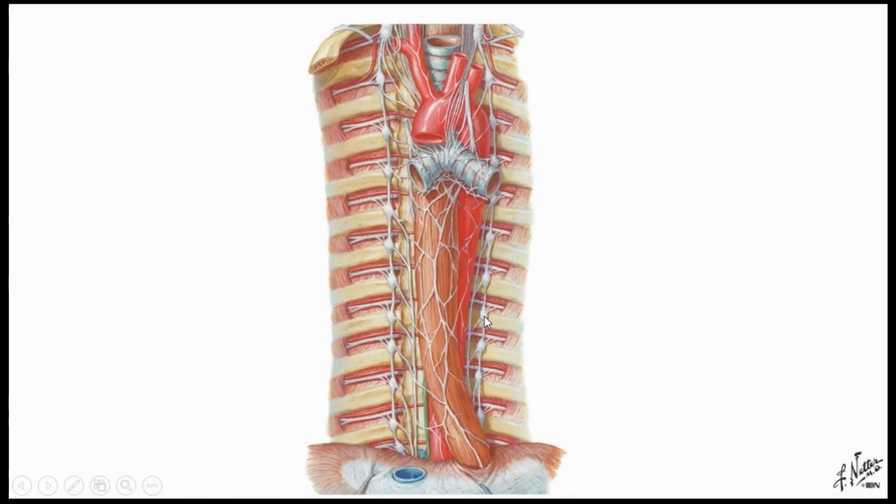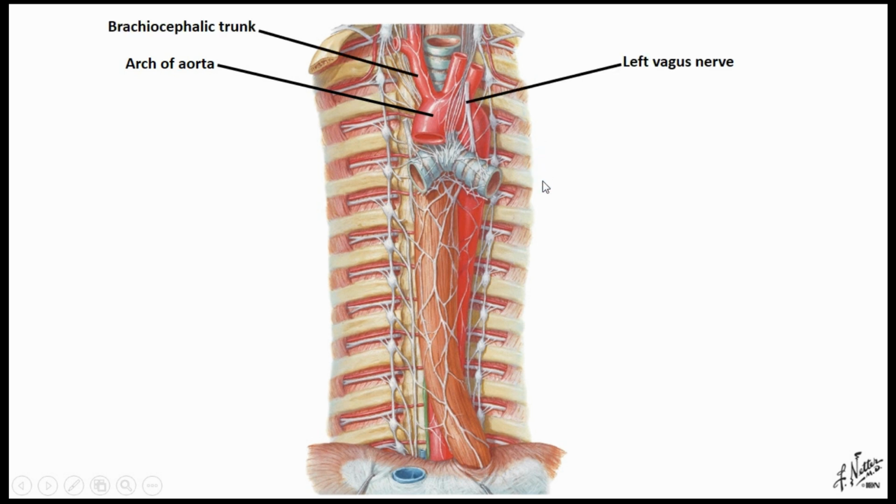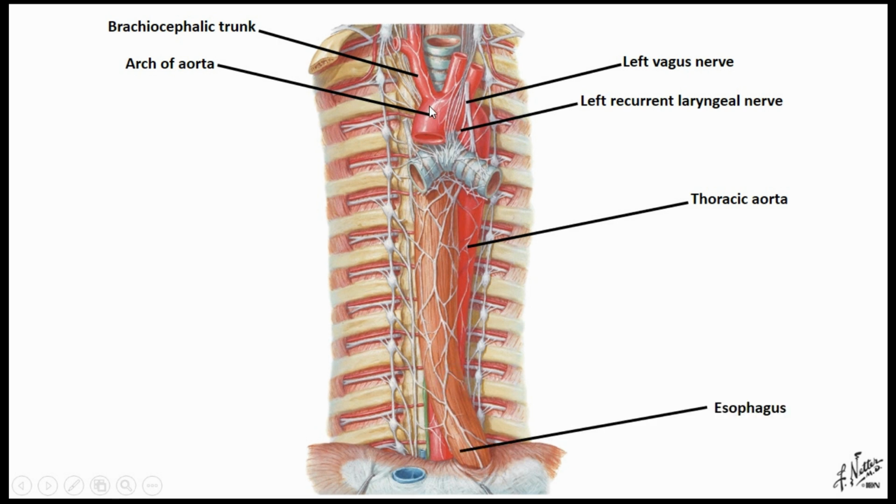Now in this illustration, we've taken the heart, the lungs, pretty much everything out of the equation, and we can see the arch of the aorta, brachiocephalic trunk on the right, left vagus nerve right there, left recurrent laryngeal nerve looping around the arch. Here's that thoracic or descending aorta, and the esophagus. Notice that the esophagus is primarily midline, tiny bit to the right, but goes anterior to the descending aorta as it moves towards its entry into the abdomen through the diaphragm.